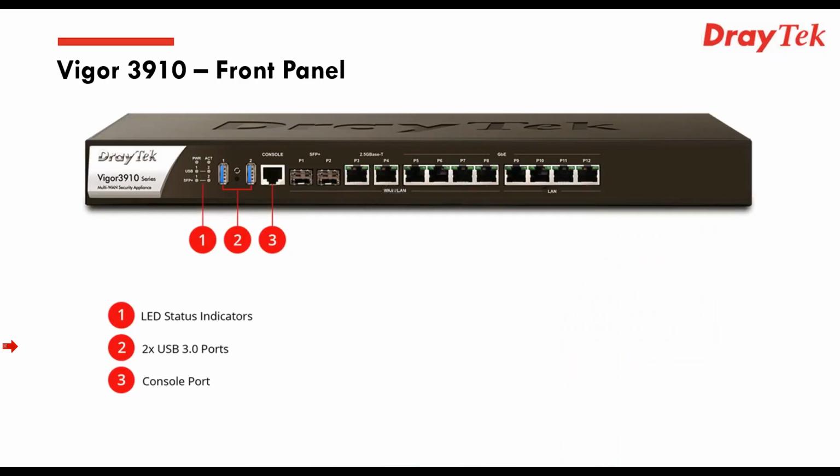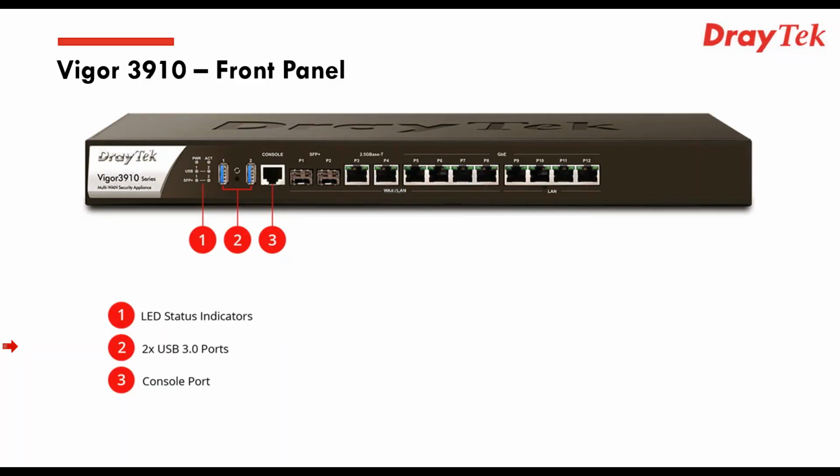Next, we'll move on to the actual front panel of the device, the actual physical unit, the Vigor 3910, and we'll go through all the ports that are available to you. So first of all, we've got some LED status indicators from left to right here, and this just highlights if you've got power, any activity on the router, and if the USB and SFP+ ports are in use.